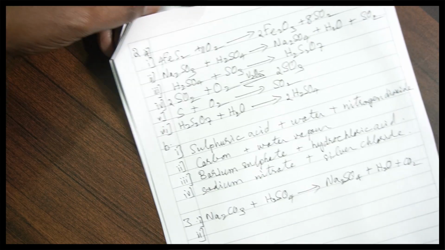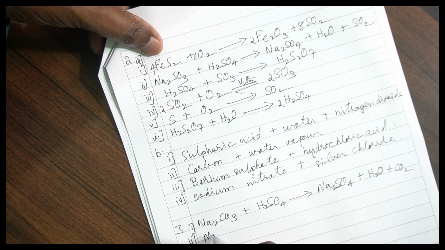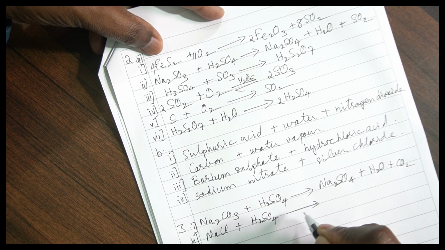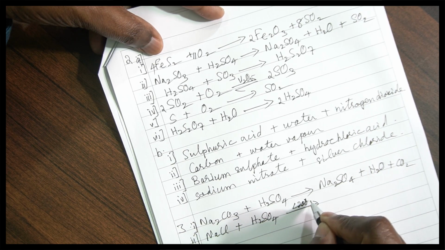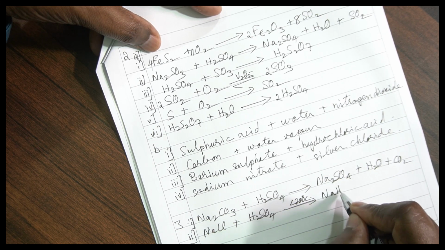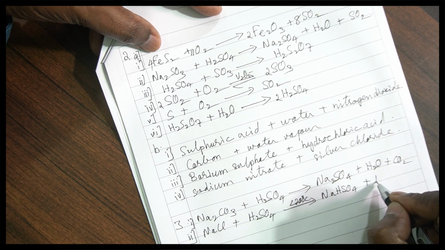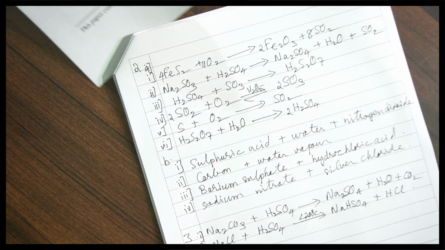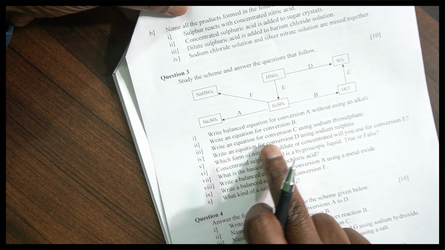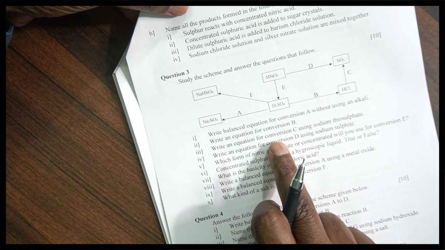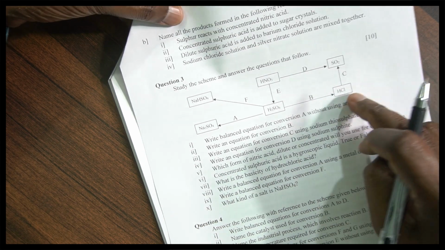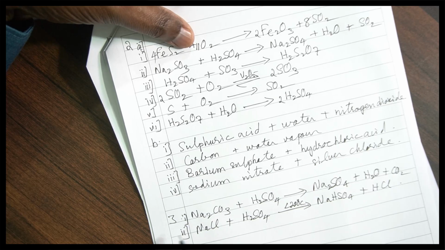Okay, we can use NaCl plus conc. H2SO4. We know below 200 degrees Celsius we have NaHSO4 plus HCl. Okay, so got it. This equation is done. Now the third part of the question says conversion C. Equation for conversion C using sodium thiosulfate. Okay, HCl to SO2. This question has already come in the first part.